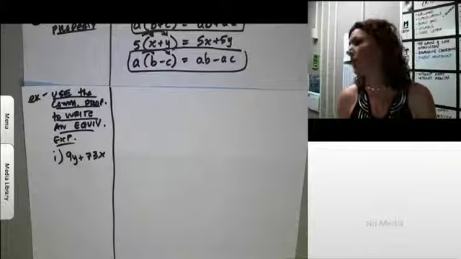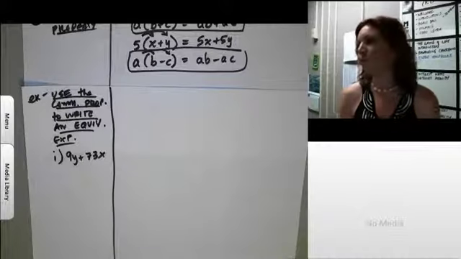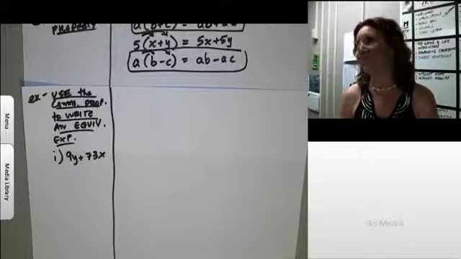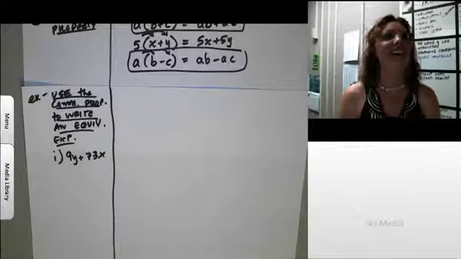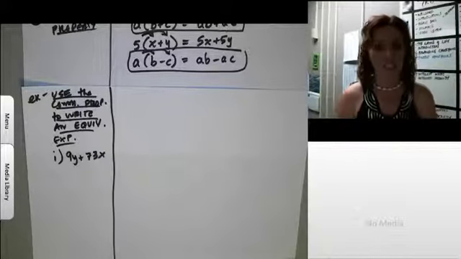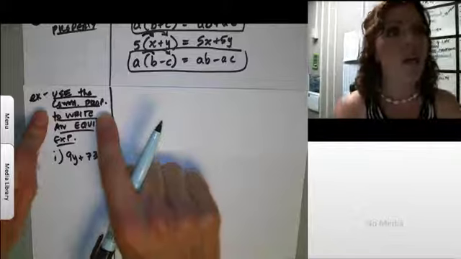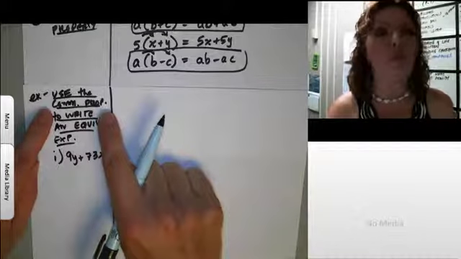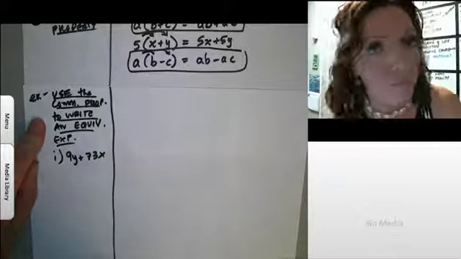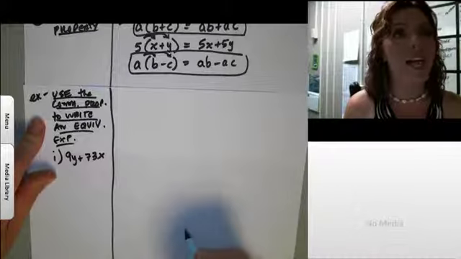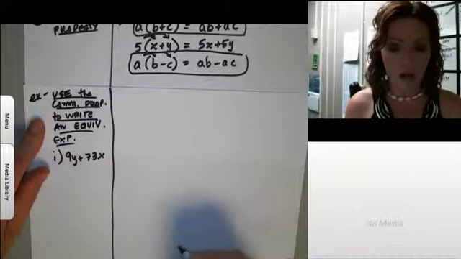So they're not necessarily in the book. Some of them are. So it's different from last year. Yes. So use the commutative, what? 9y plus 73x. Uh-huh.